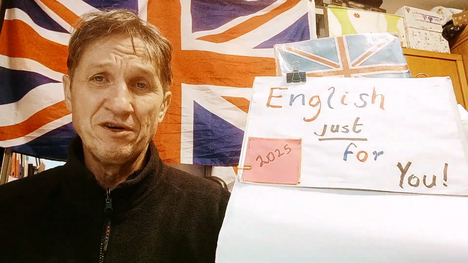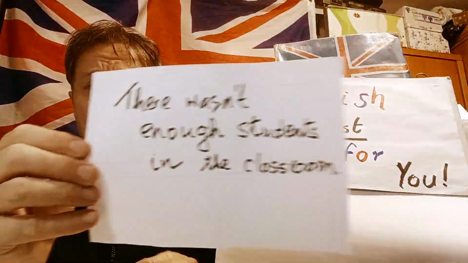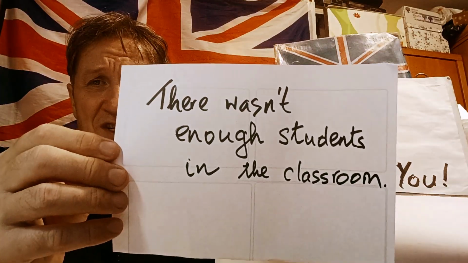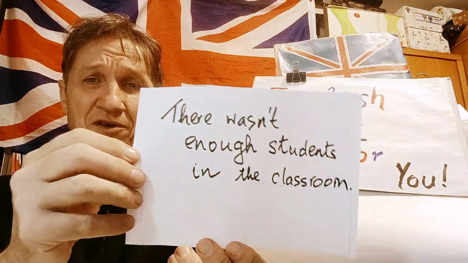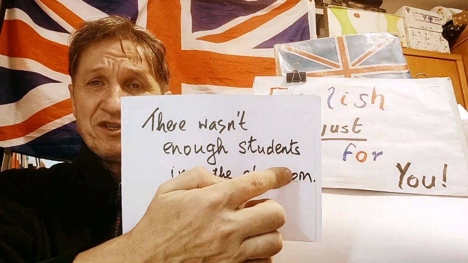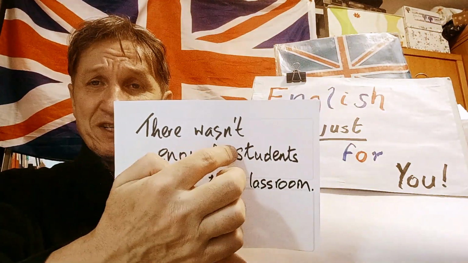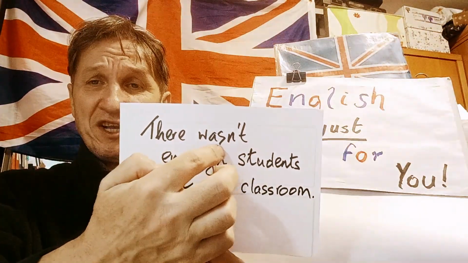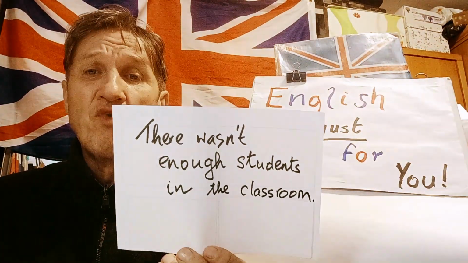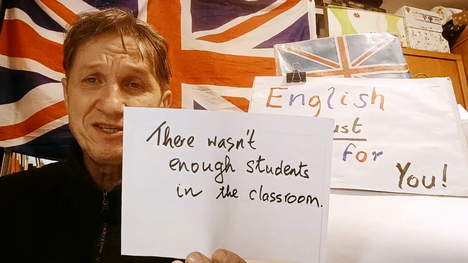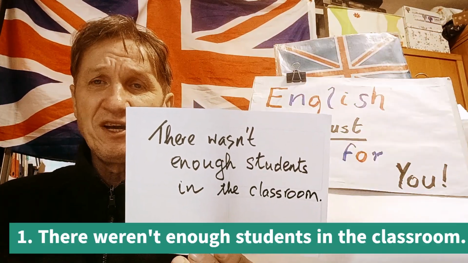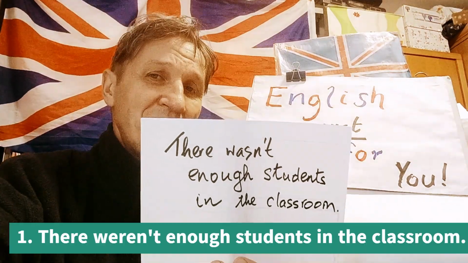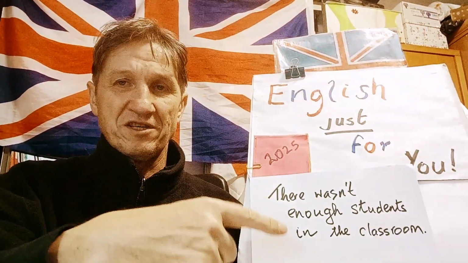So without further ado, let's look at the first sentence, which is: there wasn't enough students in the classroom. Looks almost right, but we've got a plural form there, students. Therefore, it's they, the students, and we need to change the wasn't to weren't, from the verb to be in the past. So the sentence should read: there weren't enough students in the classroom. That's sentence number 1.